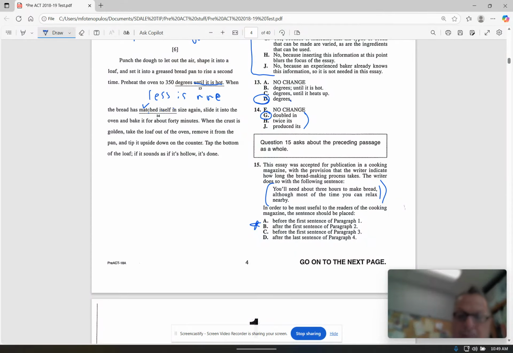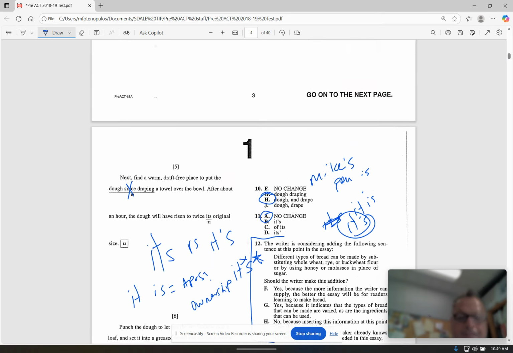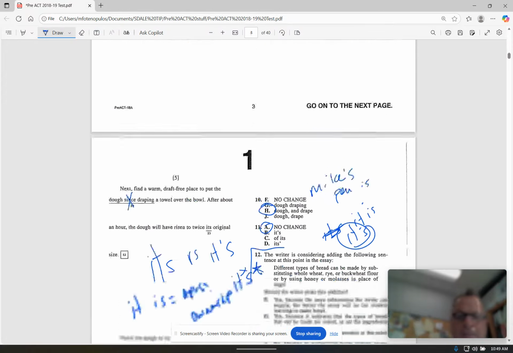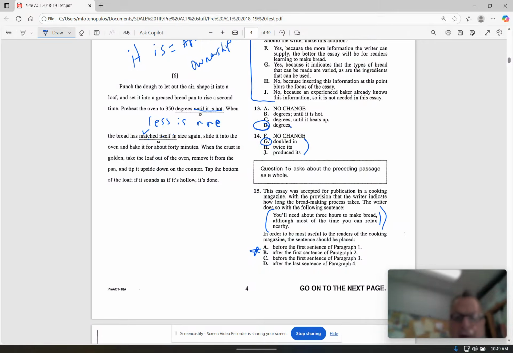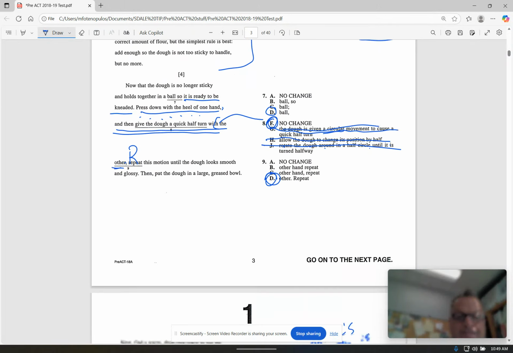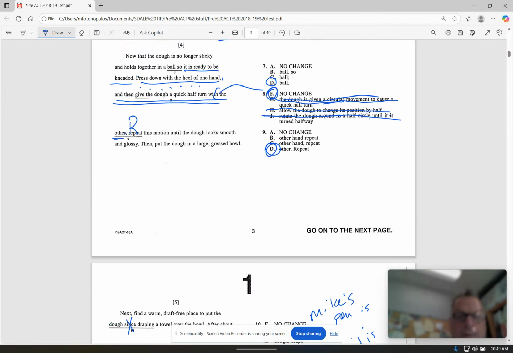C, before the first sentence of paragraph 3. Let's go there. Pour 1.5 cups of lukewarm water into a large bowl. Here they're telling you what to do once you've got your ingredients squared away, so that would be interrupting the ingredients piece. And then finally, after the last sentence of paragraph 4: then put the dough in a large greased bowl. You'll need about 3 hours to make the bread. That's not a bad spot too.